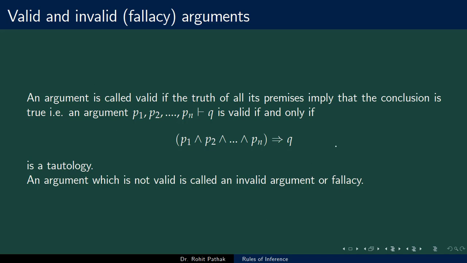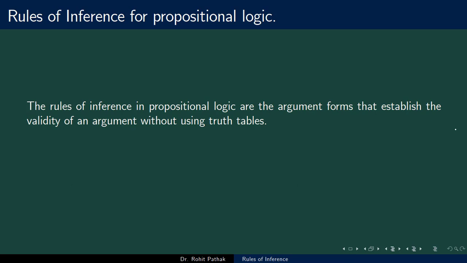So a valid argument is the argument in which the conclusion follows from the truth values of the premises. Now what are the rules of inference for propositional logic? The rules of inference in propositional logic are the argument forms that establish the validity of an argument without using the truth table. To find the validity of an argument, we must assign truth values to each and every premise, and then we see whether the conclusion follows or not. This is one way. You can prepare a truth table and see whether that argument form is a tautology.